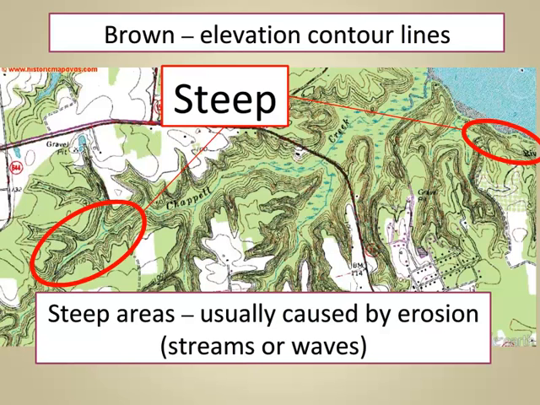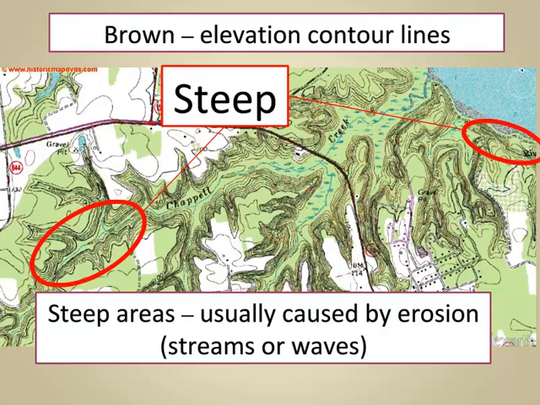Index contours will have specific values on them, but you have to count the lines between. There are 5 lines between every index contour, and only the index contours are labeled. So in this case, there are labels on the 50s and the 100s, so the contour interval is 10 feet.